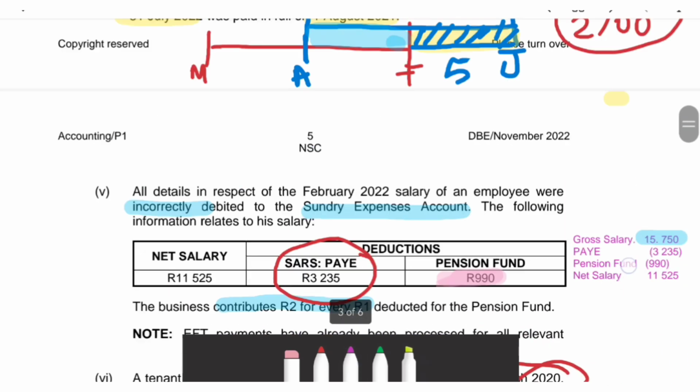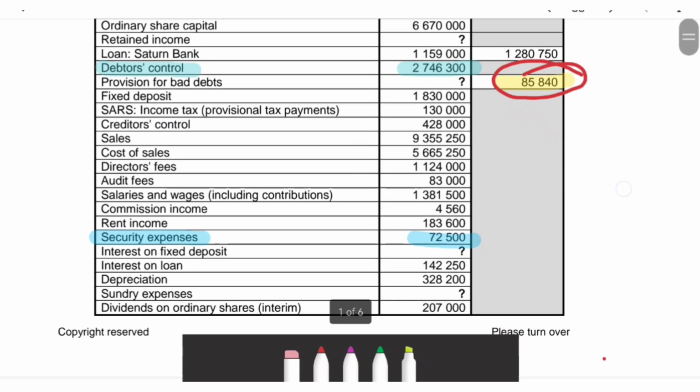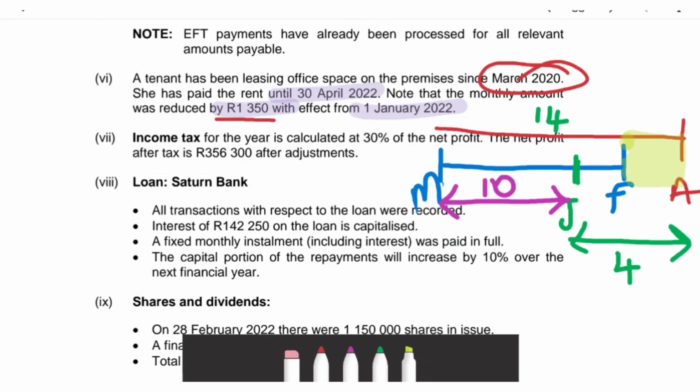If we go to our list of balances, if we hop over here, we can see that we have rent income 183,600. This rent income is for 14 months. It's 14 months. And in those 14 months, the rent was not the same. If the rent was the same, we would just divide by 14. But it was not the same. There are some months that were before the reduction and others after the reduction.